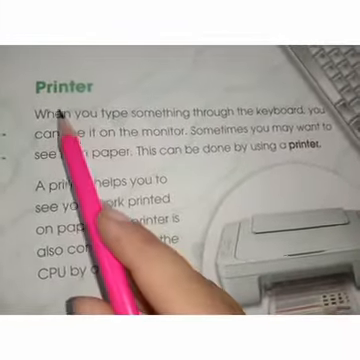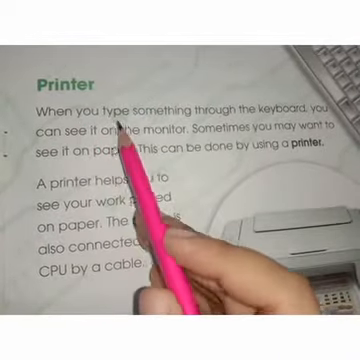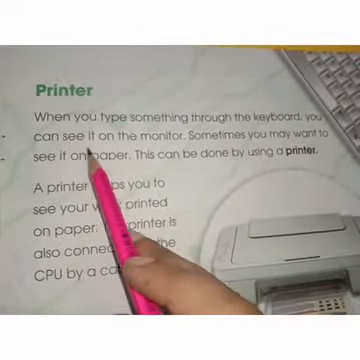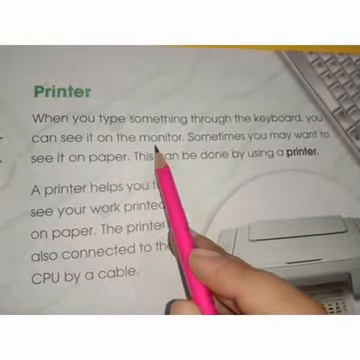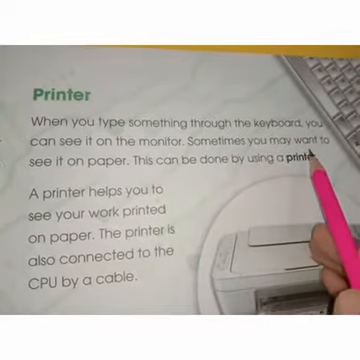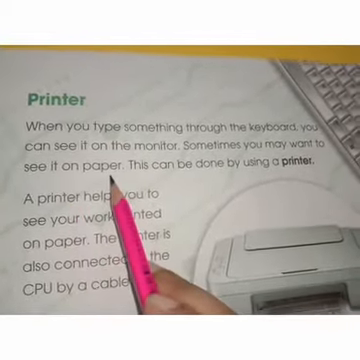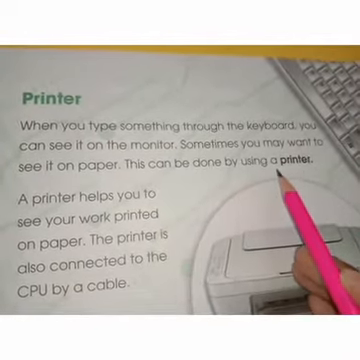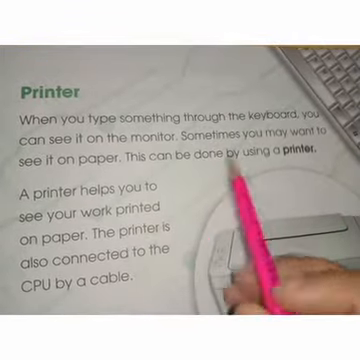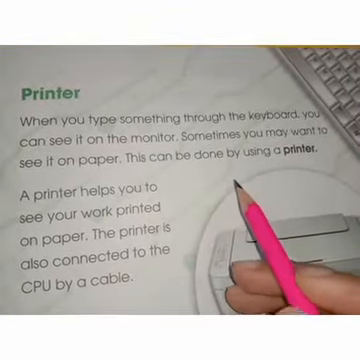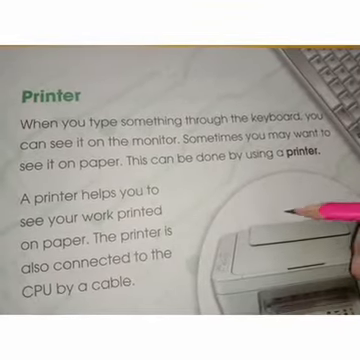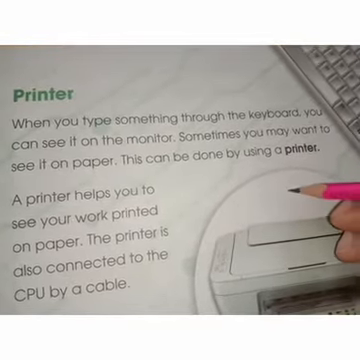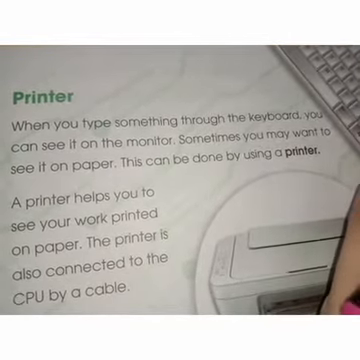Students, here we have printer. When you type something through the keyboard, you can see it on the monitor. Sometimes you may want to see it on paper. This can be done by using a printer. When we write a letter to our friend on the computer, we can type with the help of keyboard and we can see it on the monitor screen, but it can only be seen on a monitor.